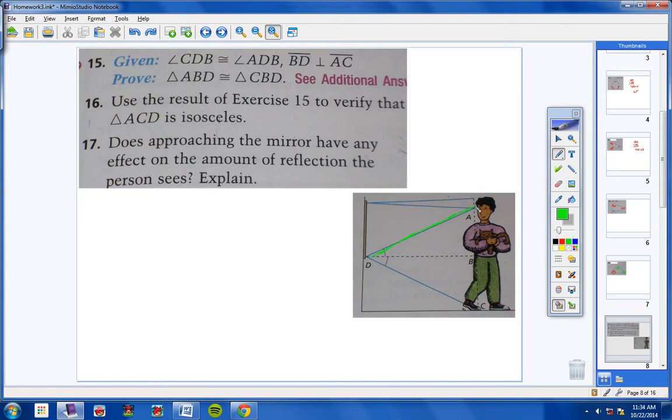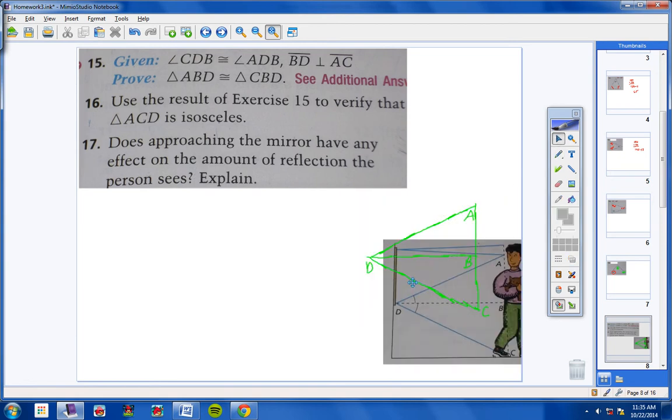Okay, here's our triangle. I'll pull this picture back up later when we need it, okay? There we go. This is A, B, C, D. All right? There we go.